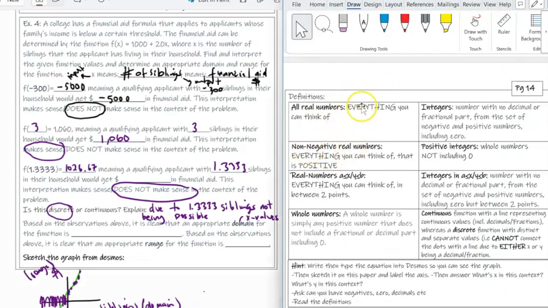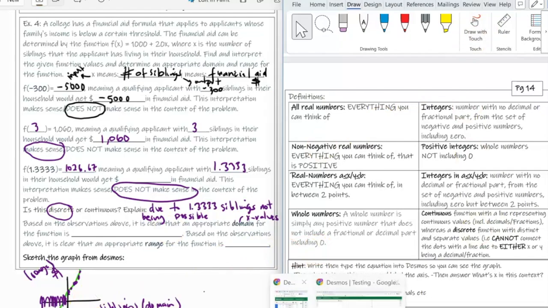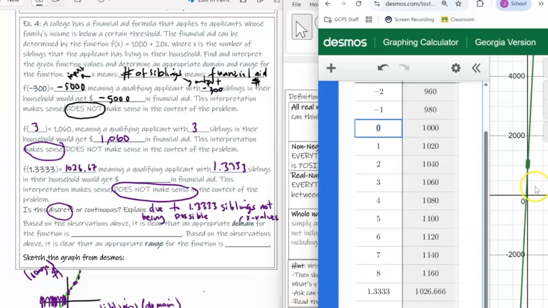Okay, so going back to our page that has our definitions, what is that? It's not real numbers because real numbers has decimals, so it's none of that. Is it whole numbers? Whole numbers is simply any positive number that does not include a fractional, including 0. Yes, so it can be whole numbers. So this is whole numbers, and it does include 0. What I didn't check to see is if it goes on forever. So we're going to actually look at that real quick.